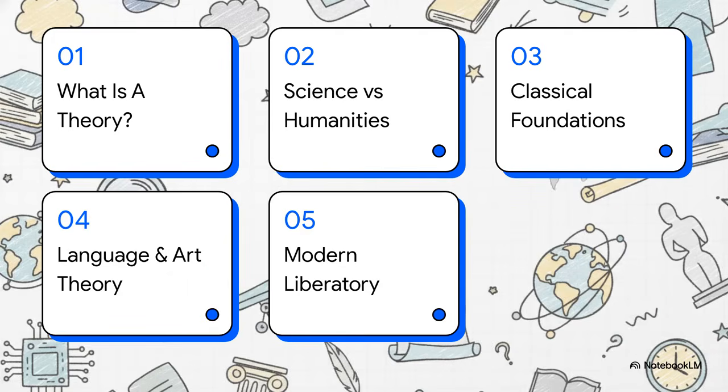Here is our masterclass syllabus for today. First, what is a theory? Second, science versus the humanities. Third, the classical foundations. Fourth, language, structure, and art. And finally, number 5, modern liberatory frameworks. Let's get right to it.